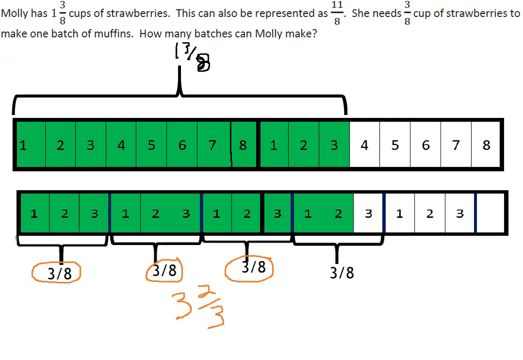So how many batches can she make? She can make 3 2/3 batches of strawberries. I'm going to show you one more on how this works so you can see it in 2 different ways, okay? So first I filled out the 1 3/8. And then it said it's 11/8, but then she needs 3/8 for each batch. So I split it into 3/8 each, which becomes 3, 3, 3, 3. So now you're looking at it and you can make 1, 2, 3, and 2/3 batch. And I'll show you another one.